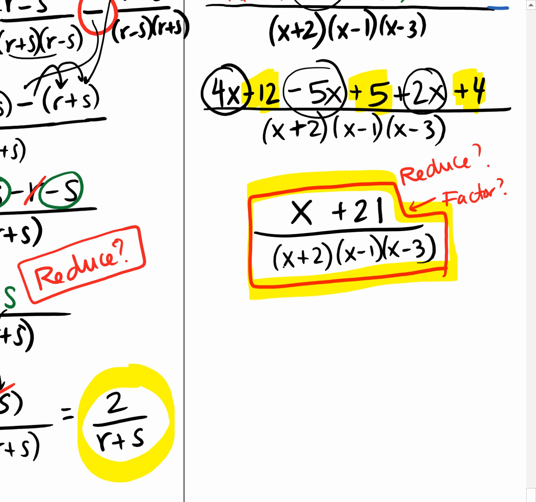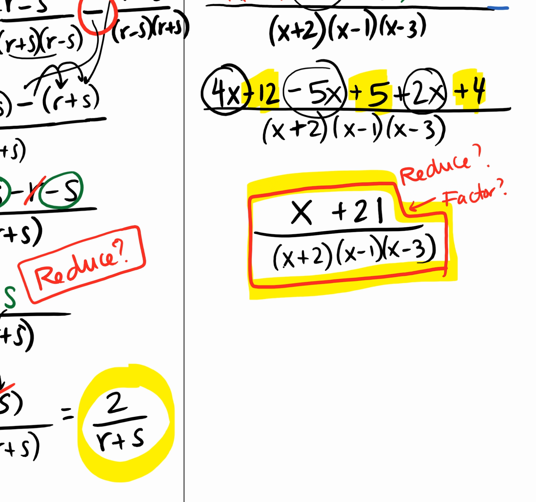This is really, really tedious and difficult stuff. And if you keep getting these problems wrong, write more clearly, write larger, and try to show more steps. Maybe you're skipping too many steps and you're not writing enough. That's usually what it is.